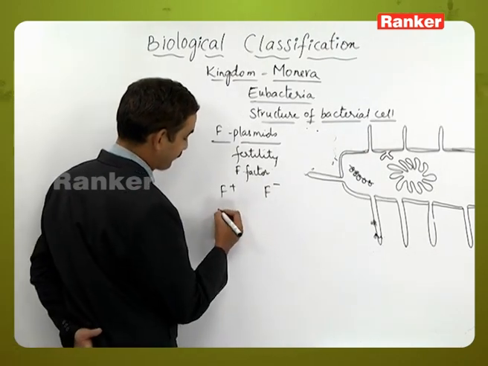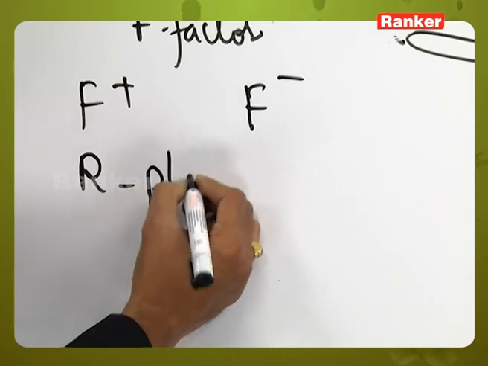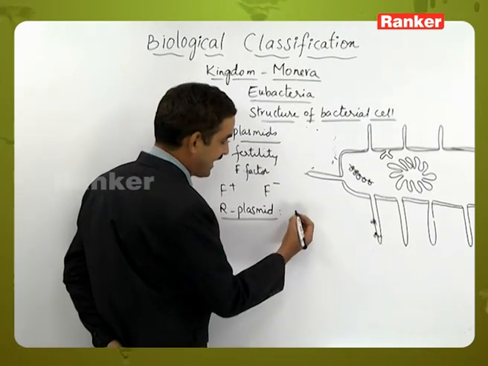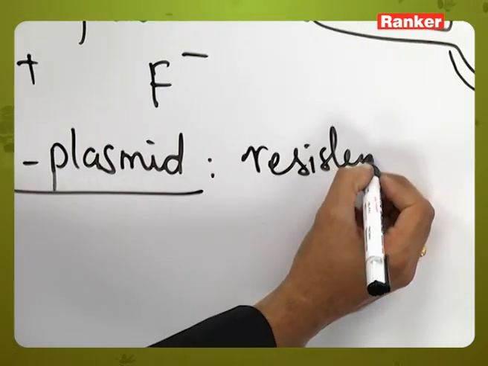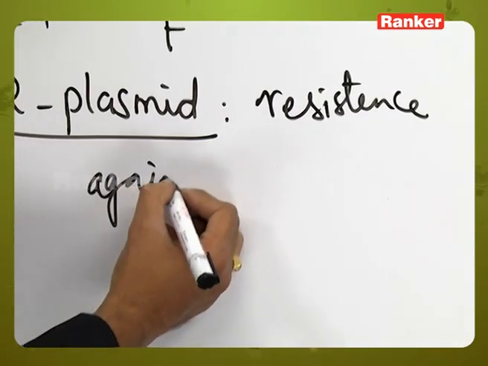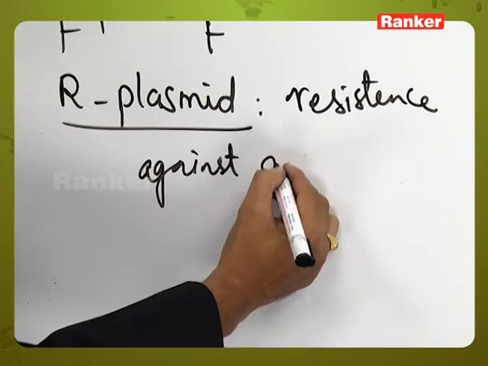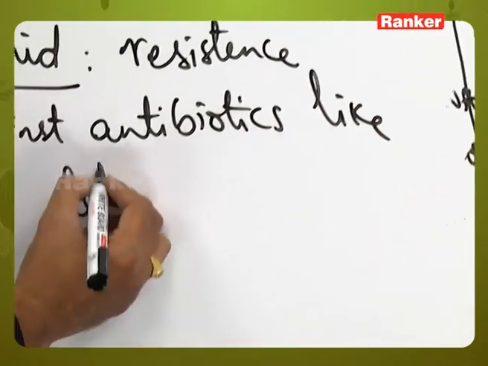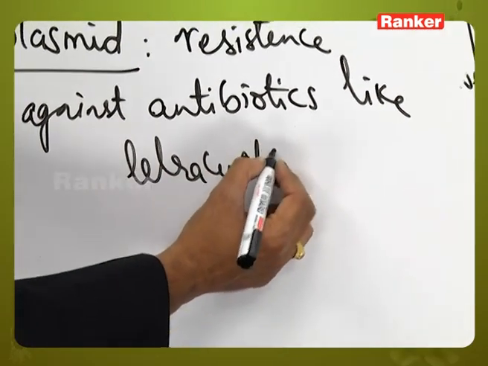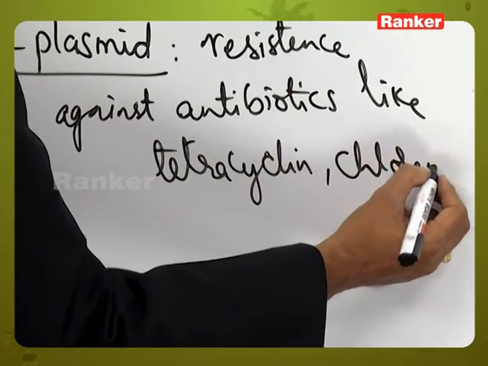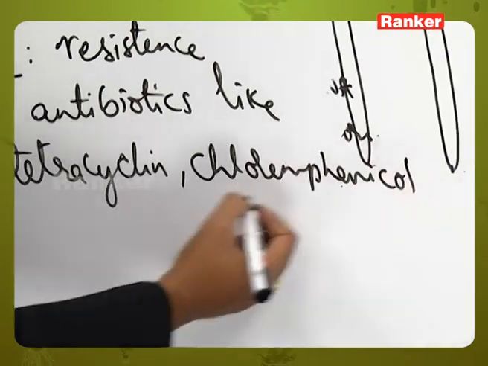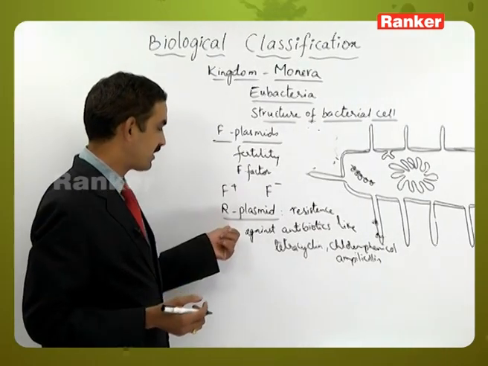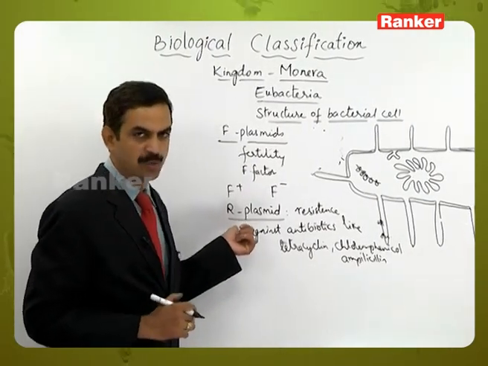And the second one is the R plasmid. The R plasmid provides one special characteristic feature, that is resistance against antibiotics like tetracycline, chloramphenicol, ampicillin, etc. So this is a special biological character that is acquired by the bacteria due to the presence of this R plasmid.